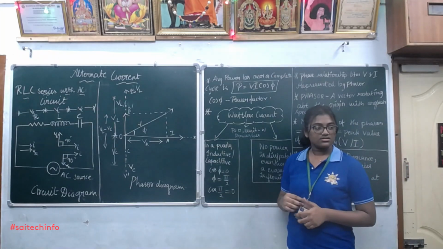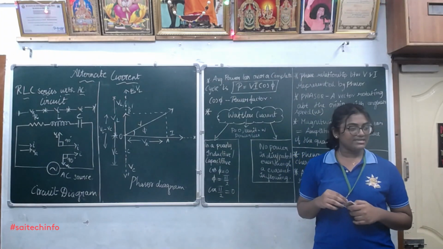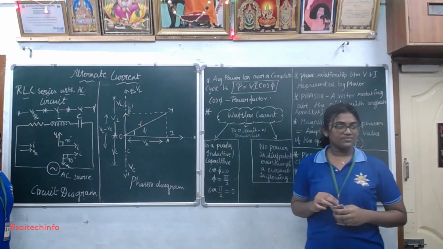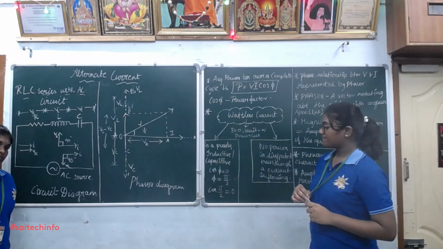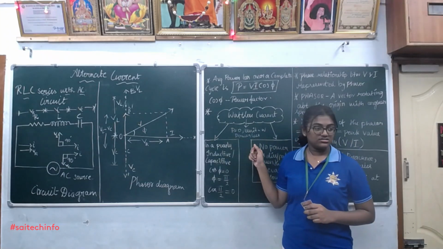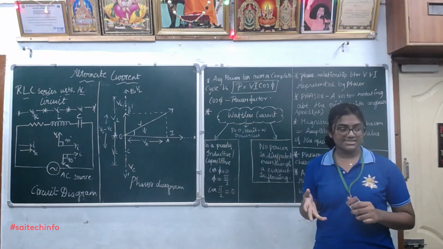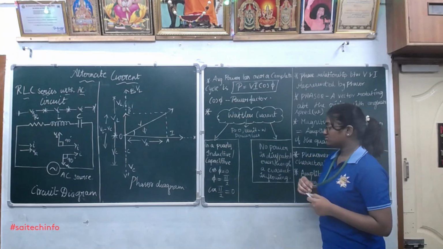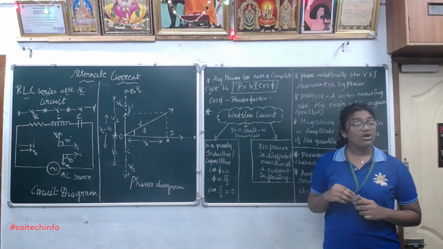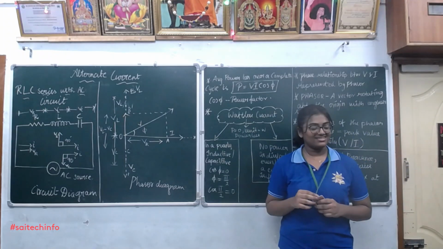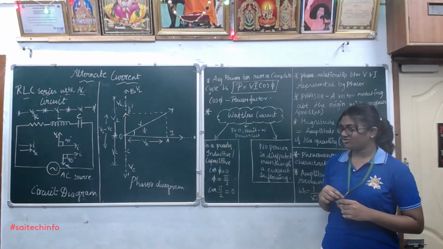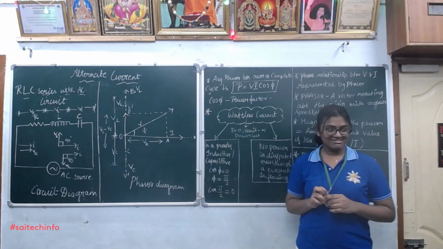Why is cos phi 0? Phi is equal to 90 degrees, that is pi by 2. Therefore cos pi by 2 is equal to 0. That is why it is powerless current, which means wattless current. It is called wattless because no power is dissipated. Watt is the unit of power, so when there is no power, there is no watt. So wattless or powerless.